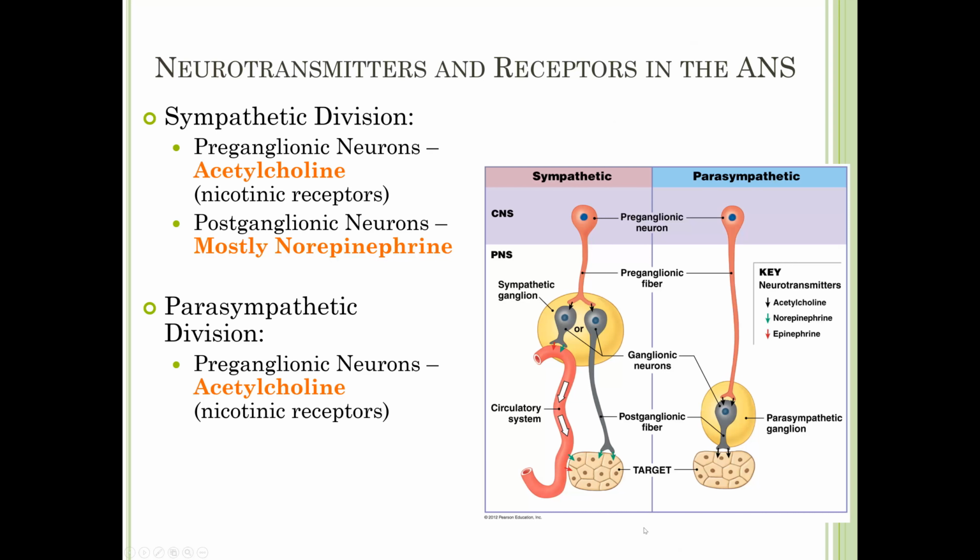And then if we look at the parasympathetic division, the preganglionic neuron is the same thing. They are going to release acetylcholine, and the ganglionic neuron is going to have nicotinic receptors. So that is the same between both divisions. But then in the parasympathetic system, the postganglionic fiber is also going to release acetylcholine, but this time it's going to bind to muscarinic receptors.